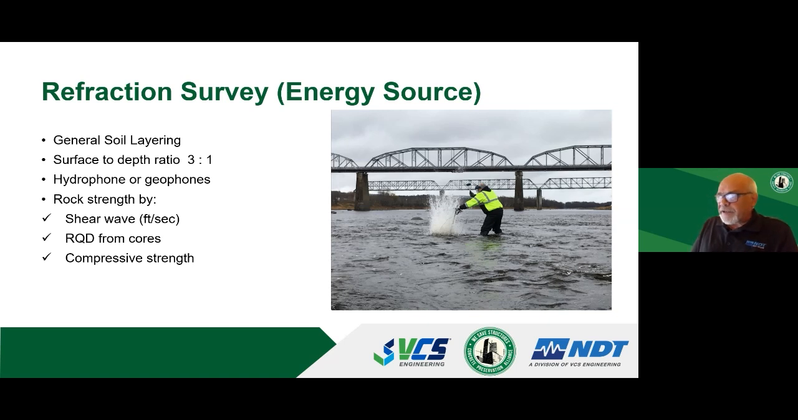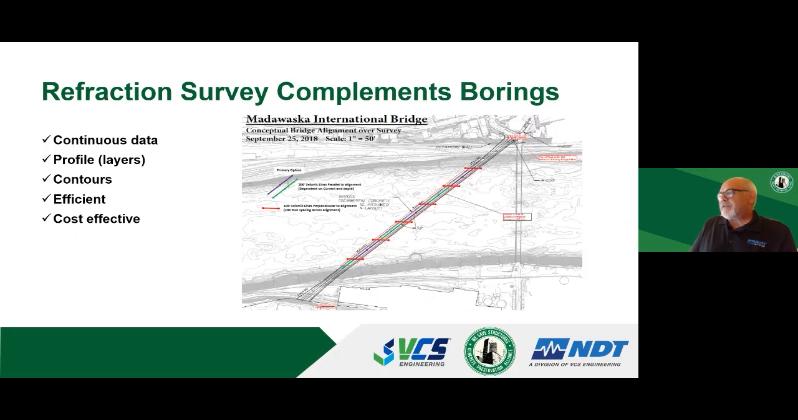So if we're only going down 30, 40 feet, we can probably get away with a 100-foot line of geophones. But if we want 150 feet down, we better maybe have a 400-foot line of arrays to document all that. And there's the example of the bridge. The hypotenuse is the new alignment of the bridge. And we got 1,400 lineal feet.